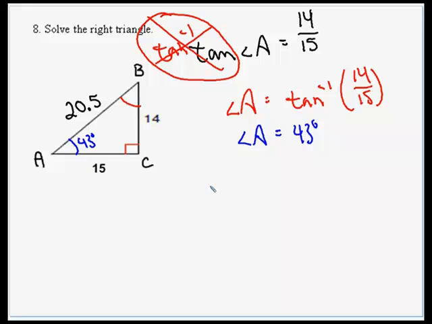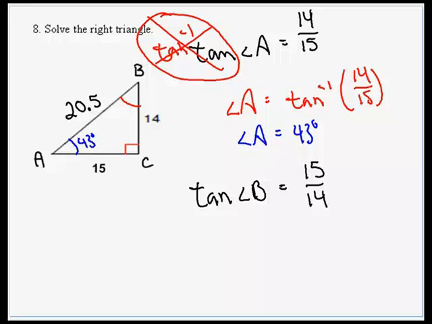But now for angle B, if we do the tan of angle B, that's going to be the opposite side 15 over 14. Look what we had up above here. This was the tan of A was 14 over 15. Now it's B is 15 over 14. We just flipped it over. And our process is going to be the same.